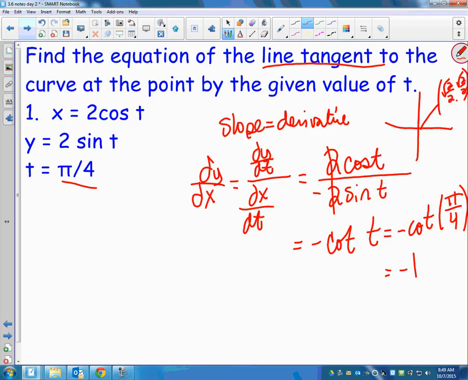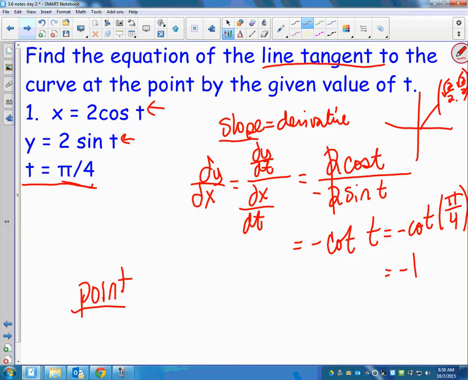What else do I need to write a tangent line? A point. Normally they give you the x and you just have to plug it in to find the y. With parametric equations, they give you t. Can we find x and y if they give me t? Yes, because all I have to do is plug that in for t to find x and y. So I need a slope and I need a point.